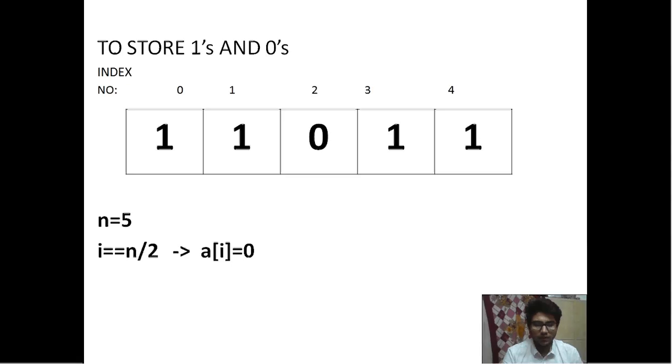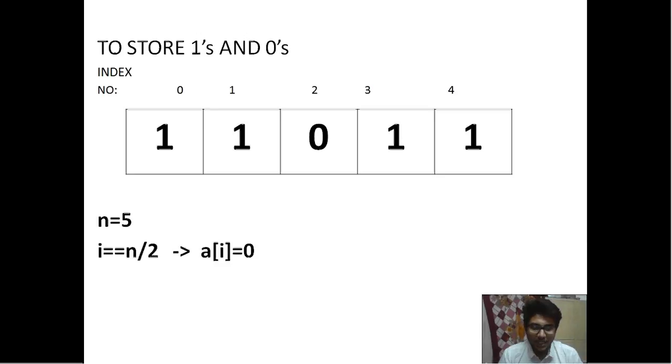Furthermore, the array stored in a computer is according to the index numbers 0 1 2 3 4. So if, for example, your array has 5 numbers, it will store 0 1 2 3 4. And for our program, the question is that the middle value should be 0 and the other values should be 1. So how can we put the middle value equal to 0?